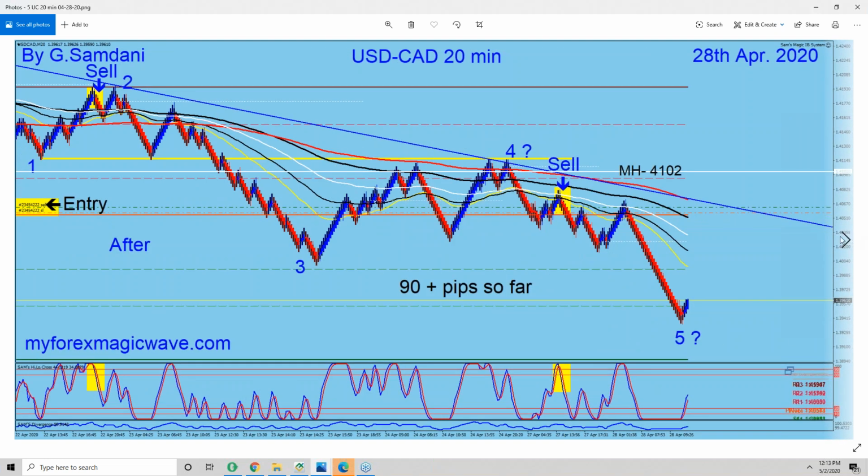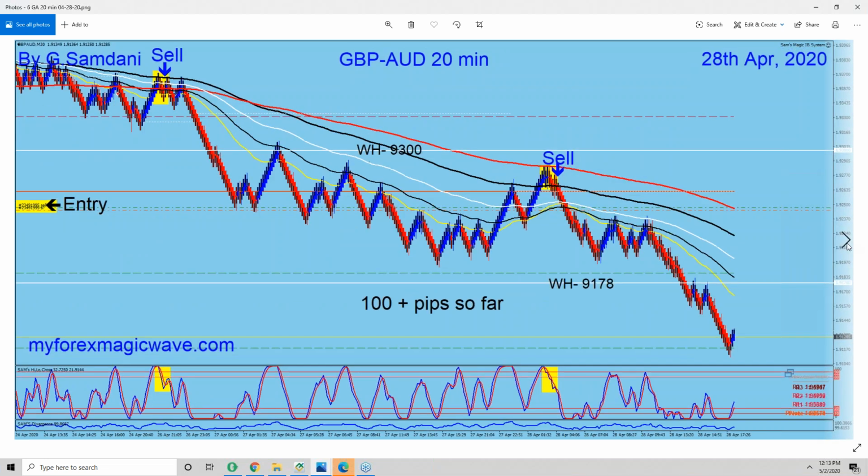Let me show it to you. This is USD CAD. Went down very easily. The TL touch, something like that is just a piece of cake, right? And my wave 5 target was reached, and I closed the trade, even though it went down a lot more than that. Here, Pound Aussie again, right?